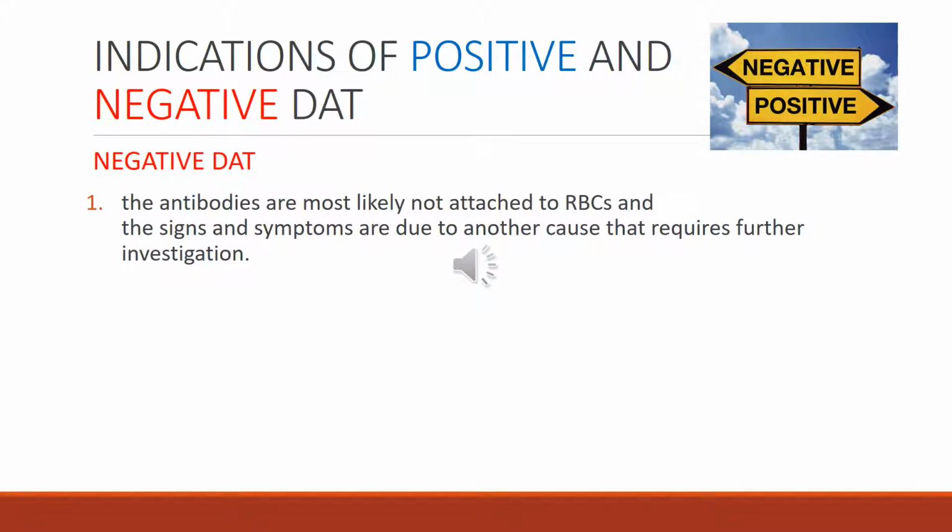A negative DAT means that the antibodies are most likely not attached to RBCs and the signs and symptoms are due to another cause that requires further investigation.